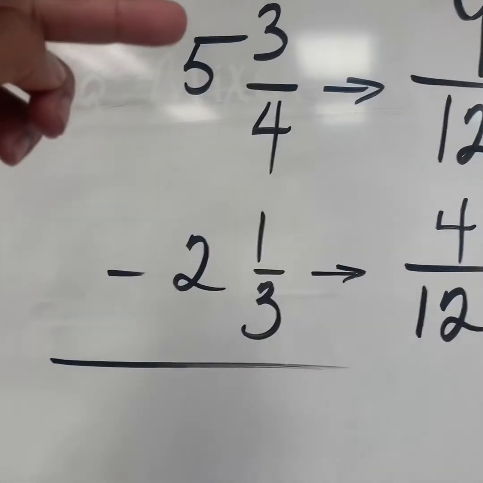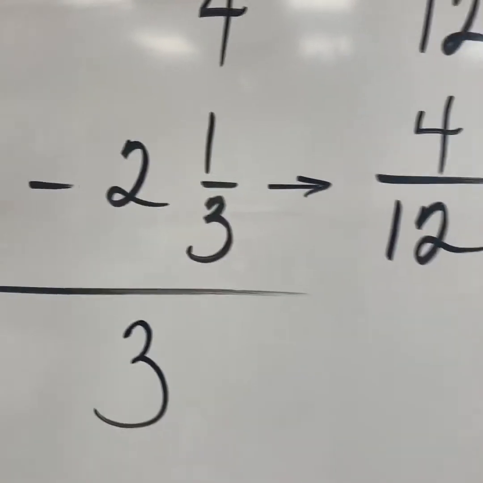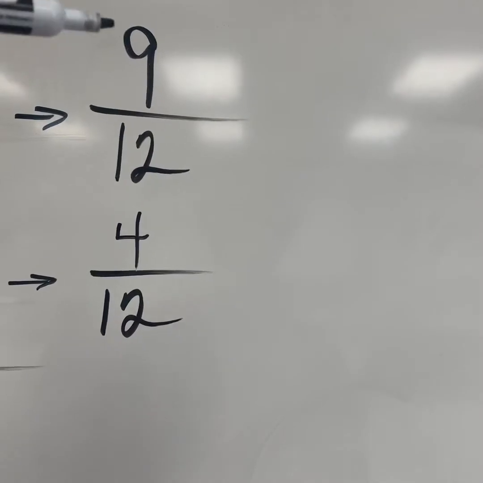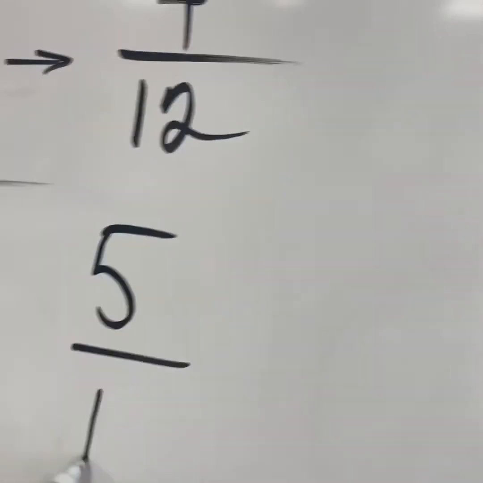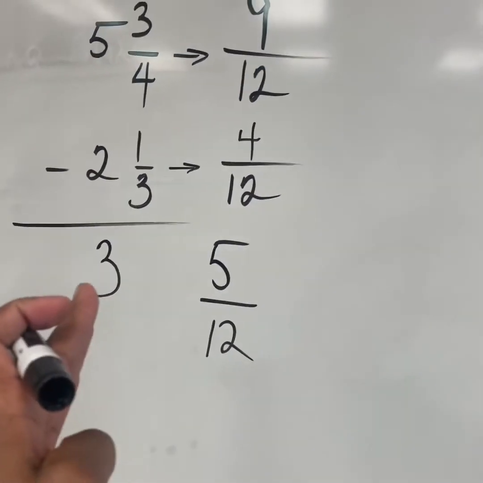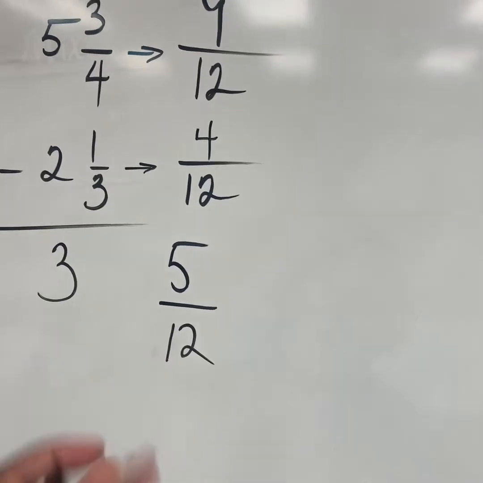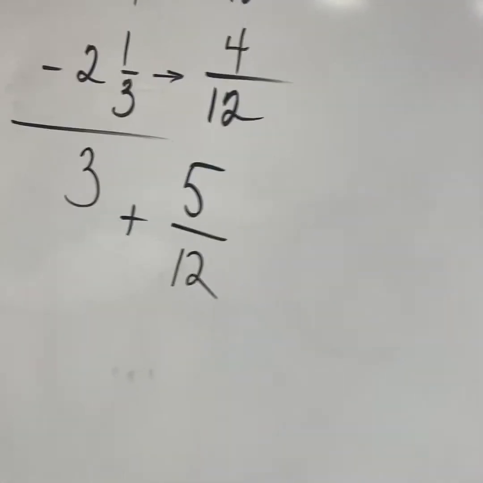All right, so let's look at the whole numbers. We have 5 minus 2. That's equal to 3. And if I come over here, I have 9 minus 4. That's equal to 5. So that's a 5 over 12. So I did my whole numbers, I did my fractions. Remember, technically I could put a plus in between them, but there's really no need.